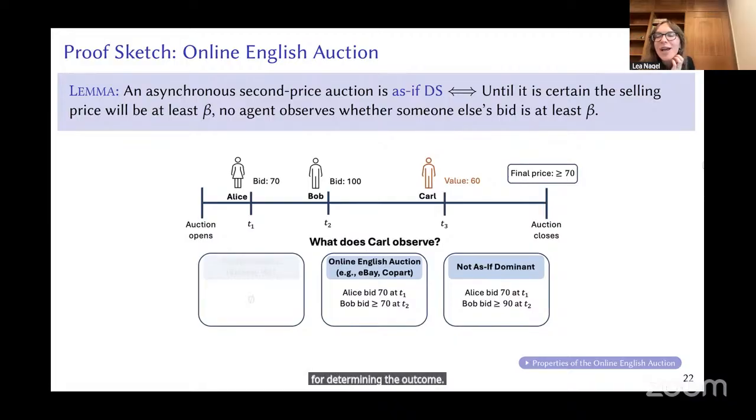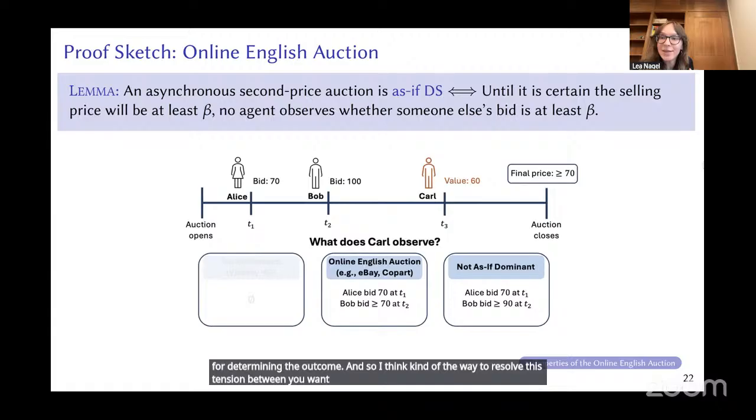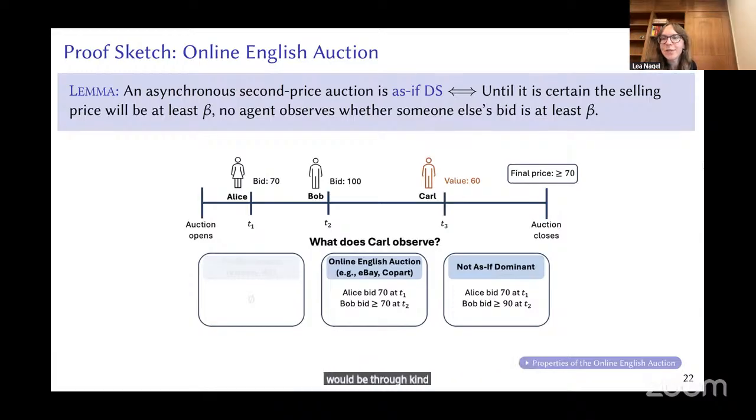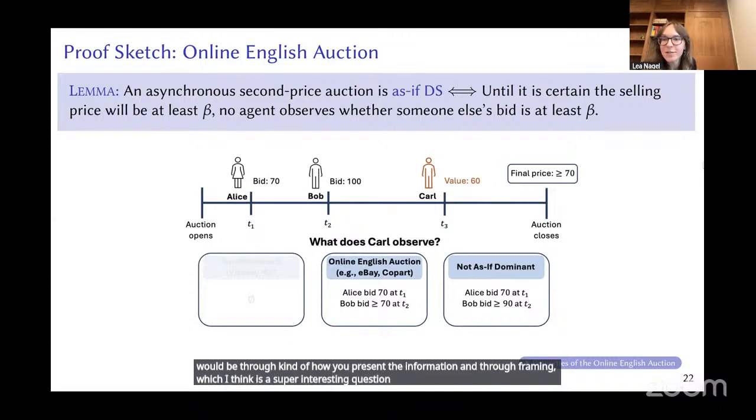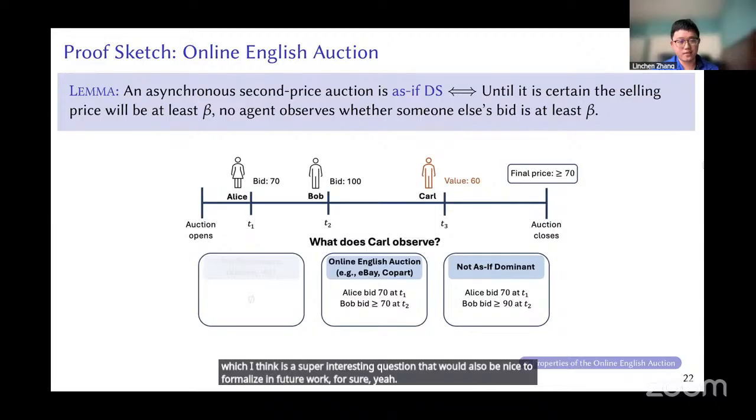And so I think the way to resolve this tension is that you want this information to be there because you want people to believe that they're actually being placed in the contingency that we're placing them in, but this might take them a lot of mental cost to process. It would be through how you present the information and through framing, which I think is a super interesting question that would also be nice to formalize in future work for sure. Yeah, sounds great.